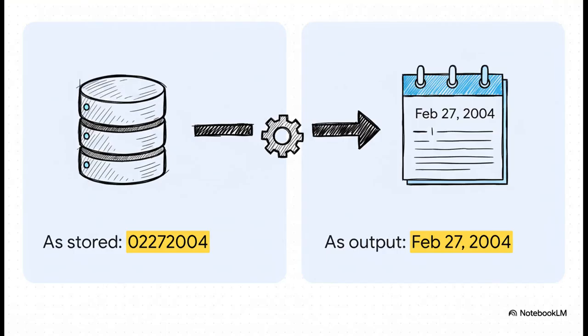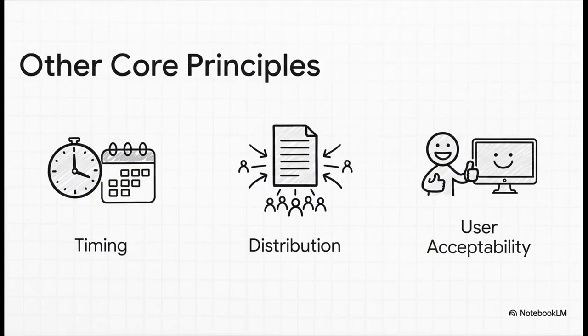This right here is a perfect, tiny example. A computer might think of a date as just a string of numbers, but for a person, that's just gibberish. A tiny bit of formatting, turning it into something we instantly recognize, makes a world of difference. It's about designing for humans, not for machines. And beyond simplicity, there are three other pillars.